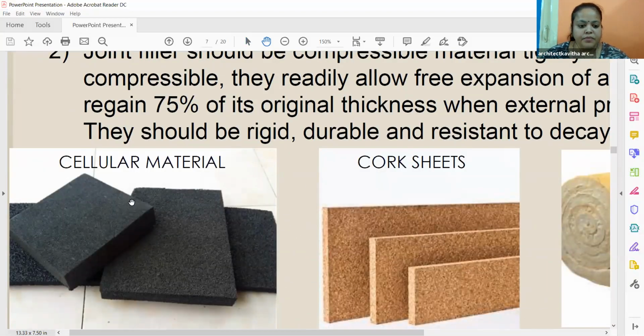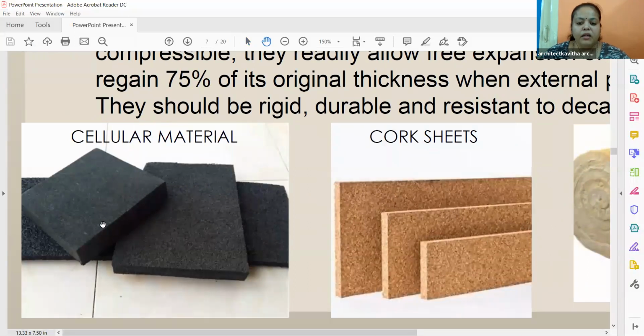You see here, this is a cellular material. It will be a little soft and rubbery in nature. Normally in the expansion joint, they will give cork sheet. Cork, you know what is cork. It is a little softer, which is used in bottles, right? So this is cork sheet, and it will keep it tight.